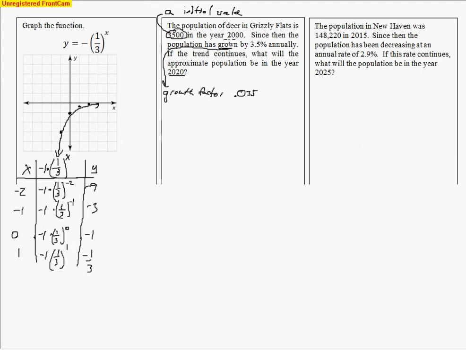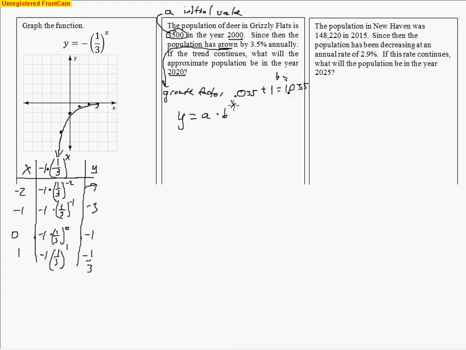Okay, so we started in 2000. We're going to 2020. So let's write down what we've got so far. So we've got y equals a times b to the x power. A is right up here. A is 3,500. B is this value right here, but we're going to end up wanting to change this. Since it's a growth factor, we've got to add on 1 to this. And so I'm going to go ahead and add on 1 to make it 1.035, and that's going to be the b value.